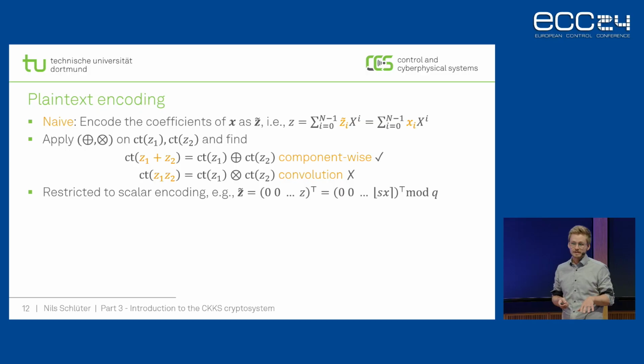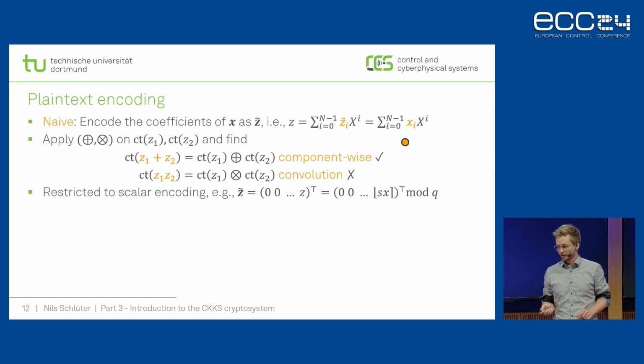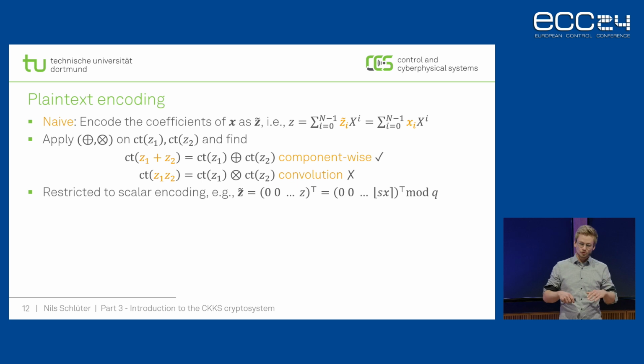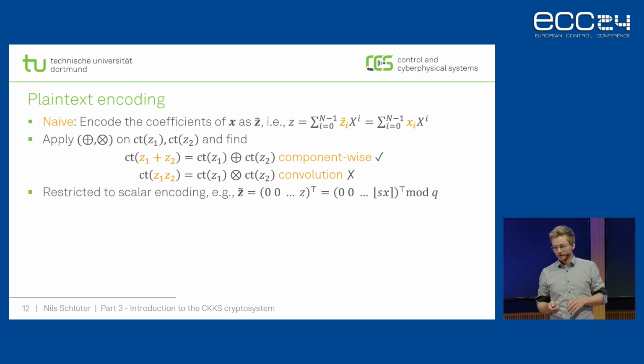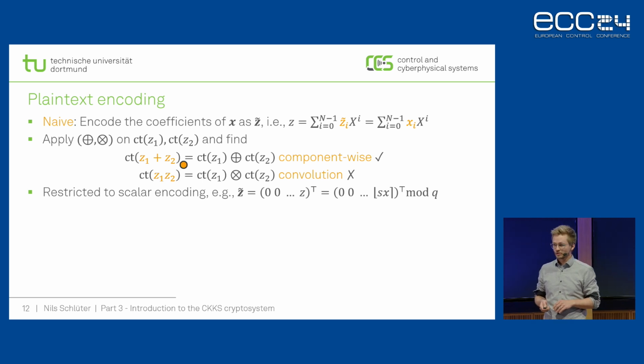So a very naive encoding would be to take the coefficients of a vector x and put them inside the coefficients of the polynomial. So in this case, z tilde is the same as the components of our vector xi. Then suppose we apply the homomorphic operations on that. That works fine with the addition because, as we said before, the addition is component-wise. But with a multiplication, it's a convolution. And the convolution of Z1 times Z2 is rarely an operation that we want to implement with encrypted controllers.